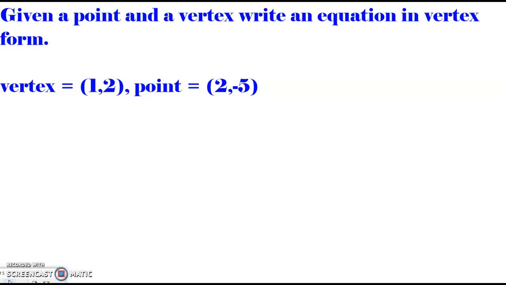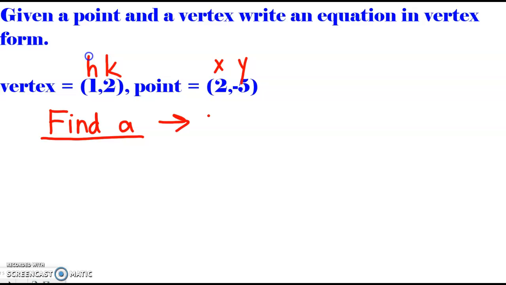So what we're going to do today is, given a point and a vertex, write the equation in vertex form. So here they're giving us the vertex, which we know is (h, k). They give us one of the infinitely many points, which we know is (x, y). So the first thing you're going to do is find a. The way that you find a is that you plug into vertex form, y equals a times x minus h quantity squared plus k. So we would substitute in h, k, x, and y and find a.